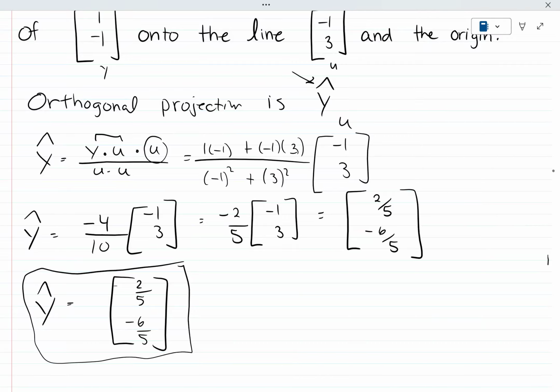Let's move on to the next example. These aren't too bad. You just use the formulas, and yeah, these aren't too bad right now.